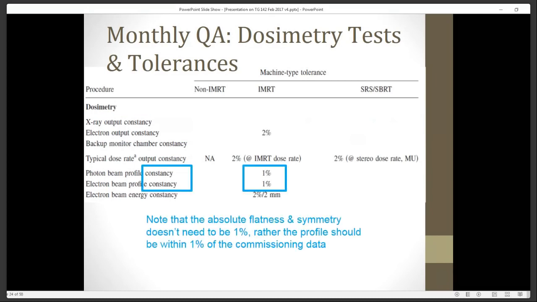So another thing to point out is that these are constancies for these profiles. This is not saying that the flatness and symmetry of the beam has to be 1%. There's a flatness and symmetry equations provided in a couple of different places in the reports and so forth. And there can be the confusion that the beam has to be within 1%, but really what this is saying is it should be within 1% of the baseline that was acquired at commissioning.